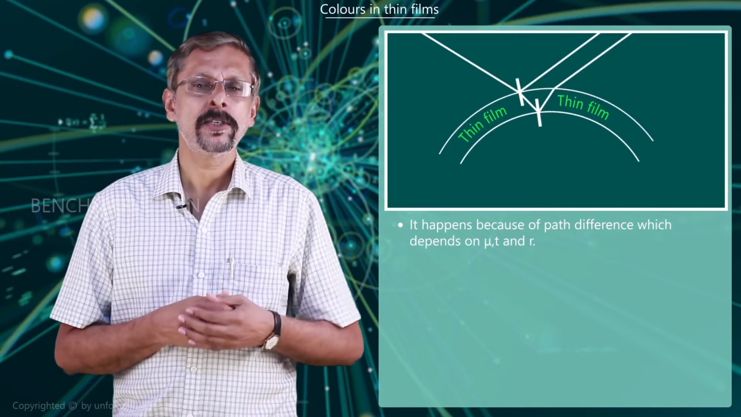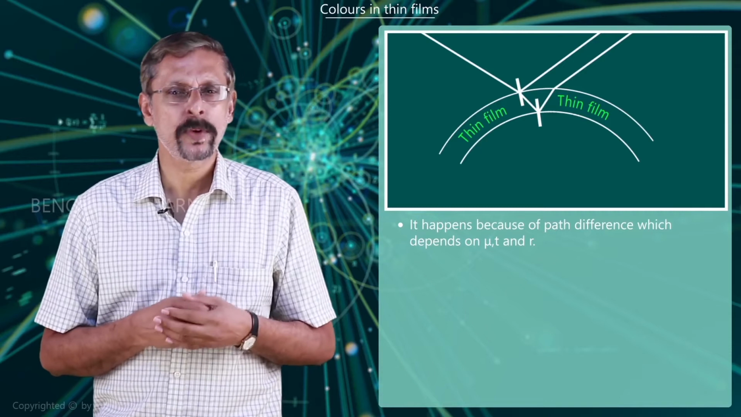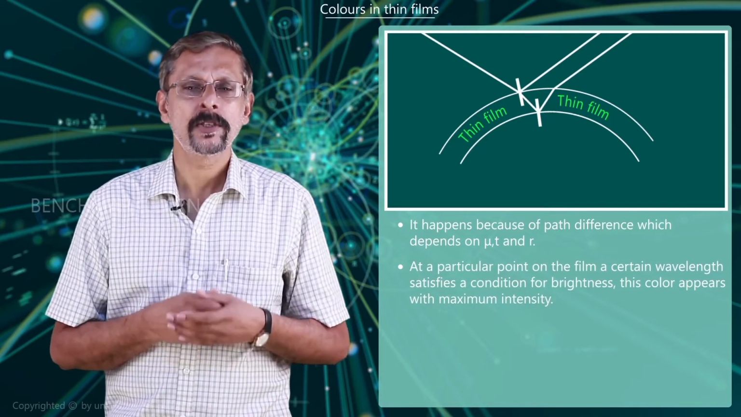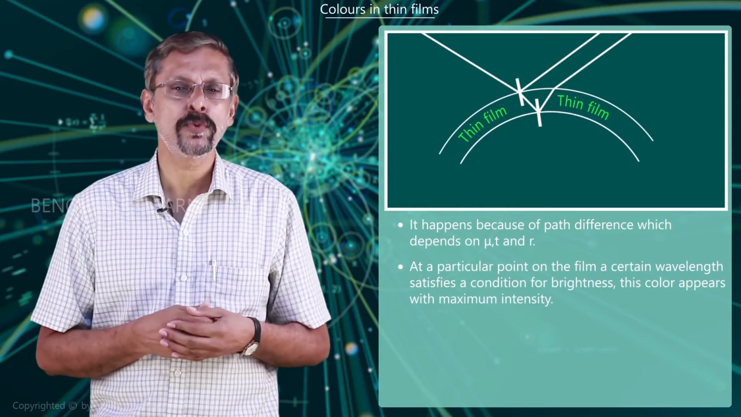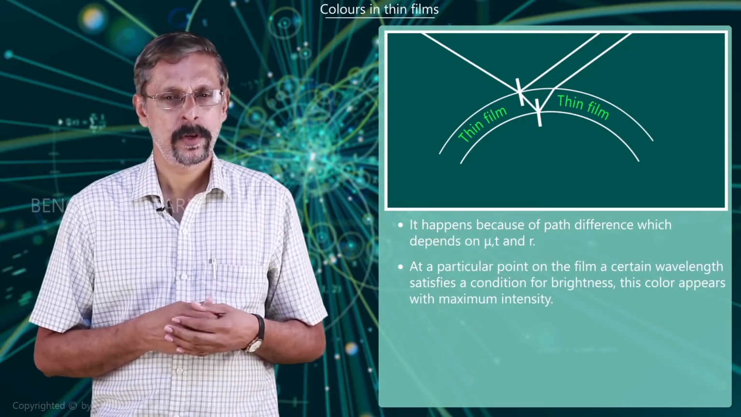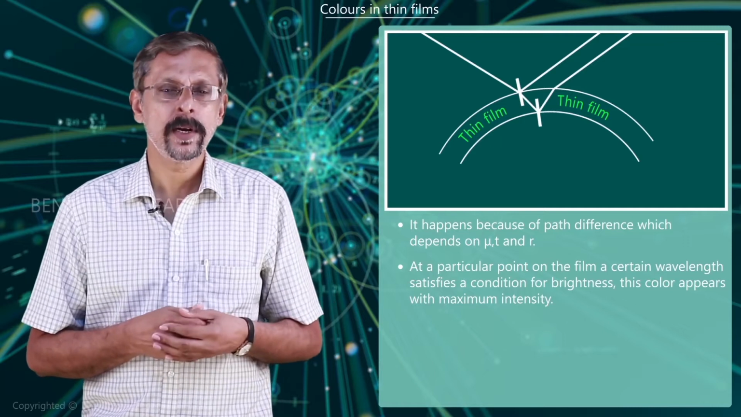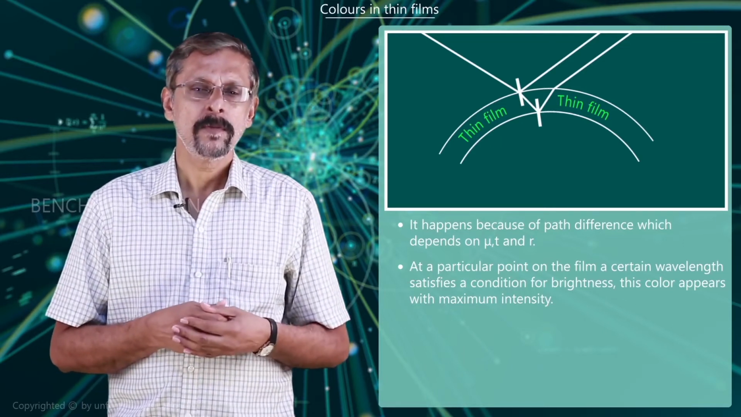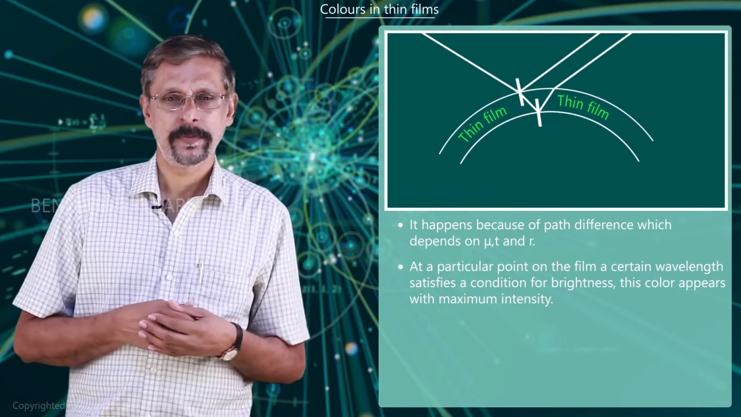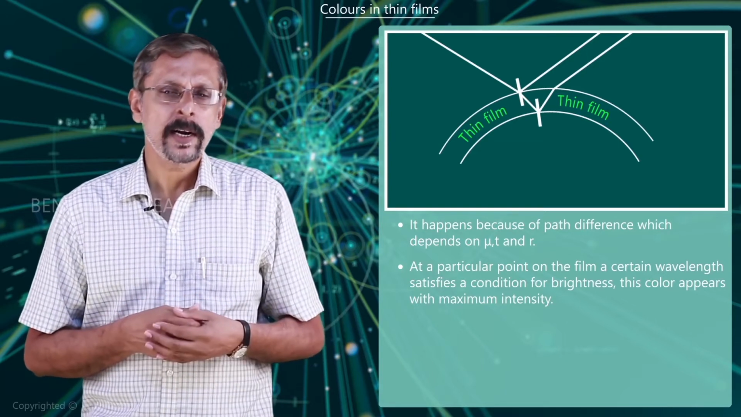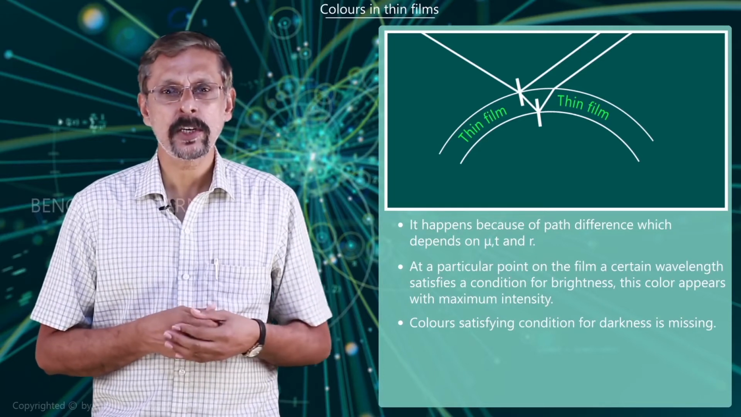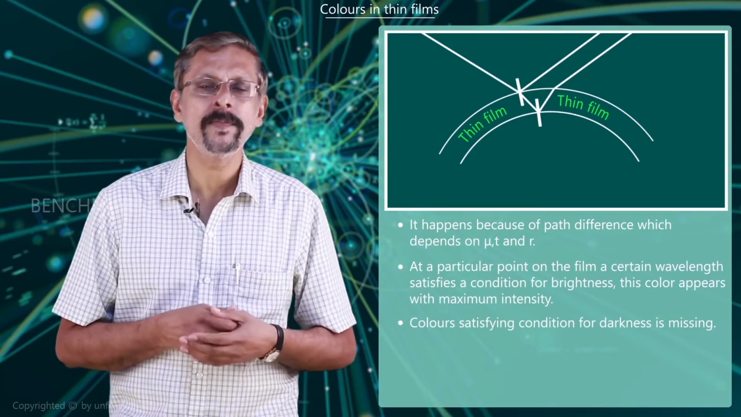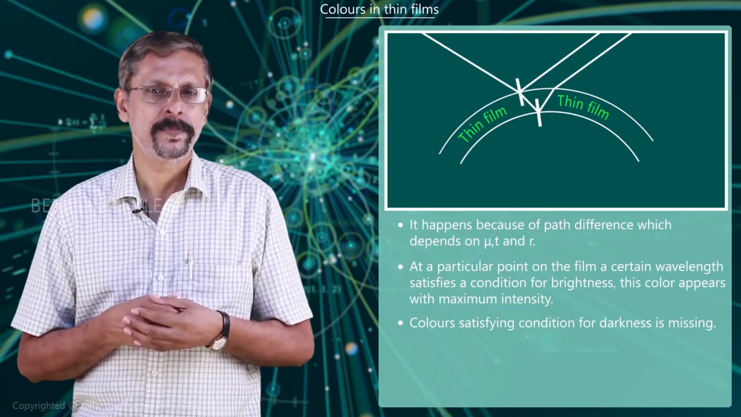White light consists of a spectrum of colors. At a particular point on the film, a certain wavelength will satisfy the condition for brightness. This color will appear with maximum intensity. The neighboring colors will appear with lesser intensity. Some other colors that satisfy the condition for darkness will be missing. Hence, the point on the film appears colored.